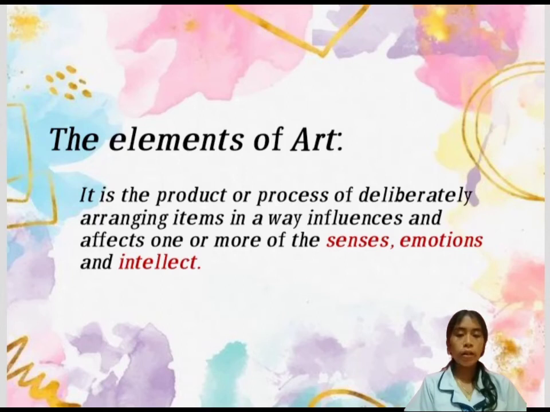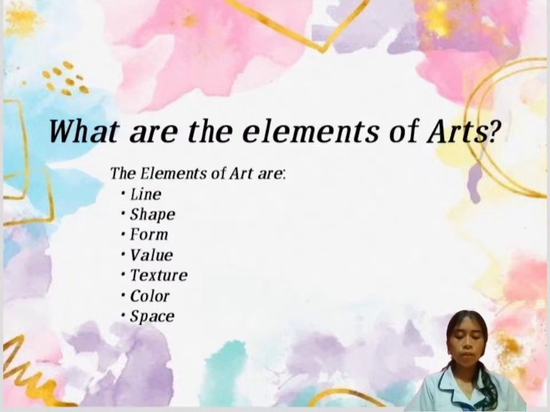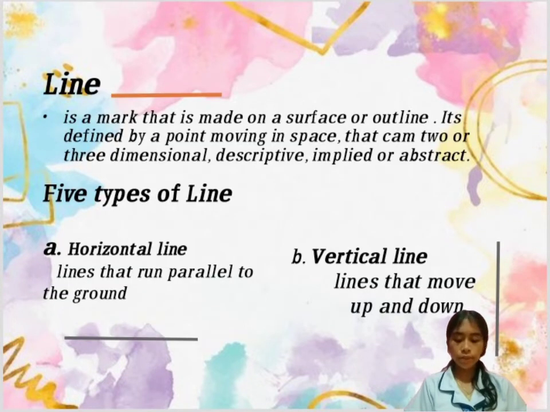The elements of art is the product or process of deliberately arranging items in a way that influences and affects one or more of sense, emotion, and intellect. What are the elements of art? The elements of art are line, shape, form, value, texture, color, and space.